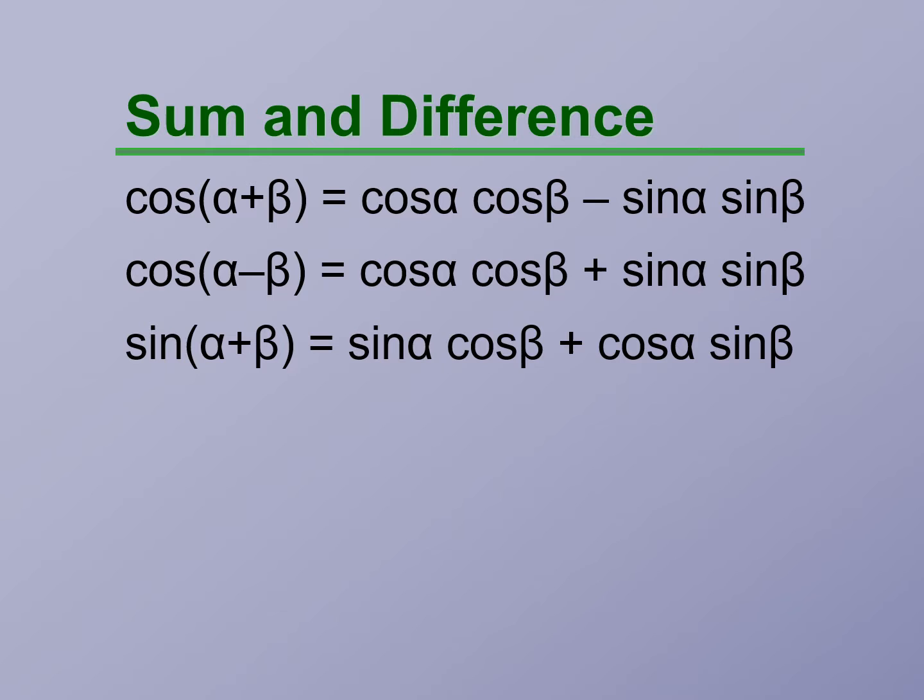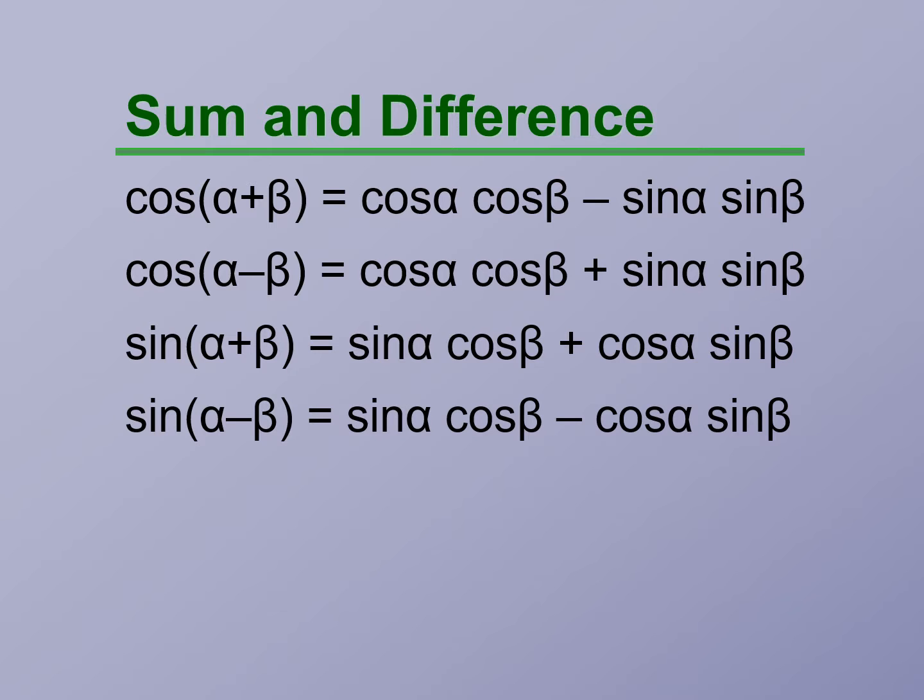Then you have your sine sum and difference. So the sine sum is sine of an angle plus a second angle equals sine of the first angle times cosine of the second angle plus cosine of the first angle times sine of the second angle. And then the sine difference identity says that sine of an angle minus the second angle is going to be sine of the first angle times cosine of the second angle minus cosine of the first angle times sine of the second angle.